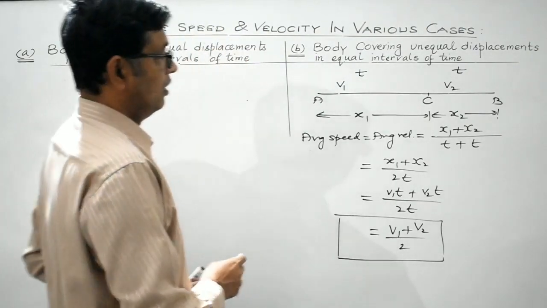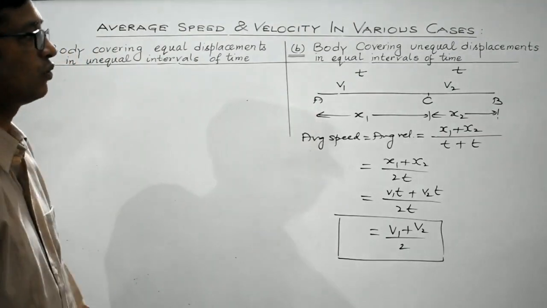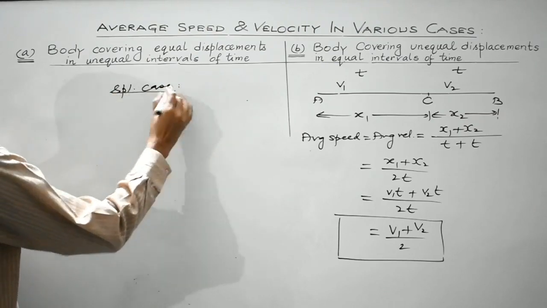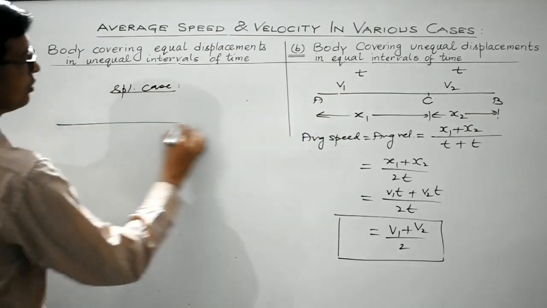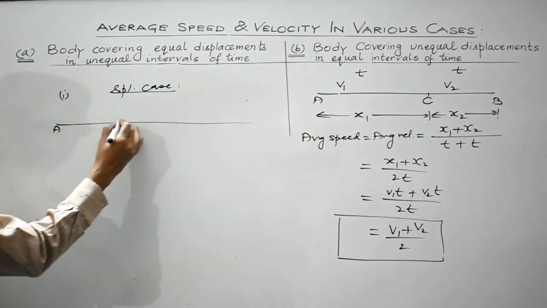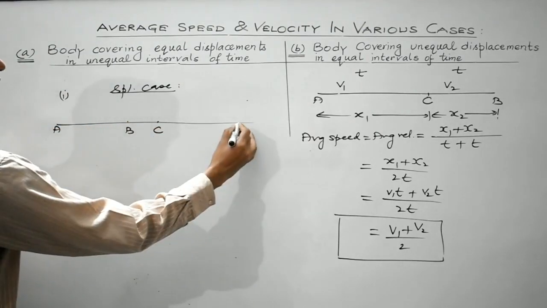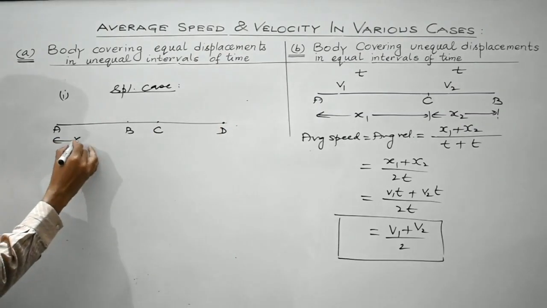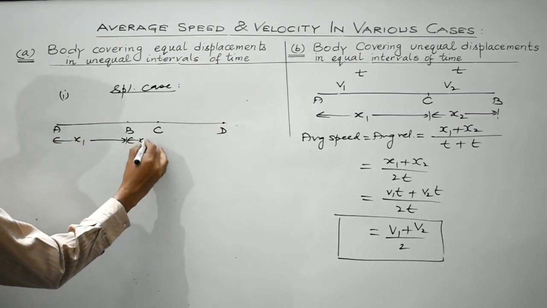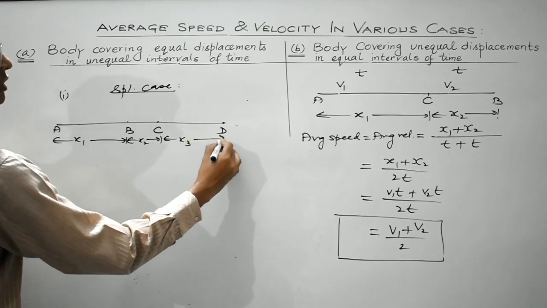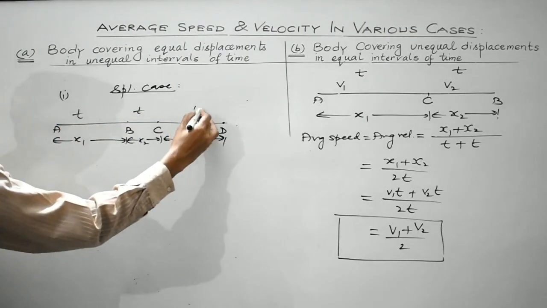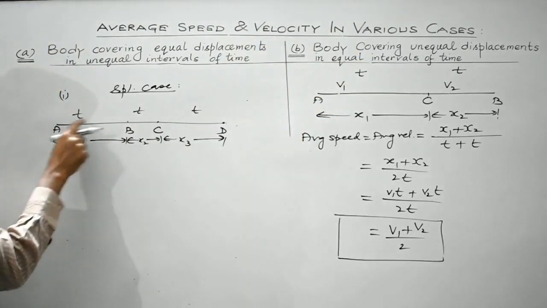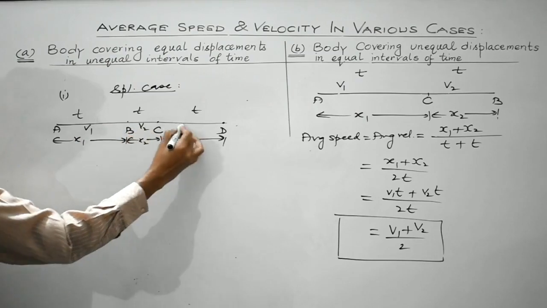So we can deal with a special case as well, in case it is covering three unequal parts in equal intervals of time. Suppose this is A, this is B, this is C, and let us consider this to be D. All are unequal parts. This is x1, this is x2, and this is x3. All the unequal distances are covered in equal intervals of time. Over here, suppose the speed is v1, here v2, and here v3.